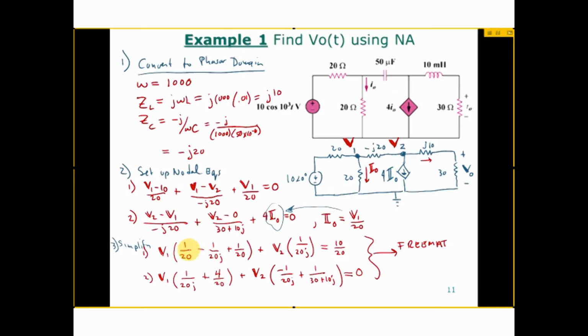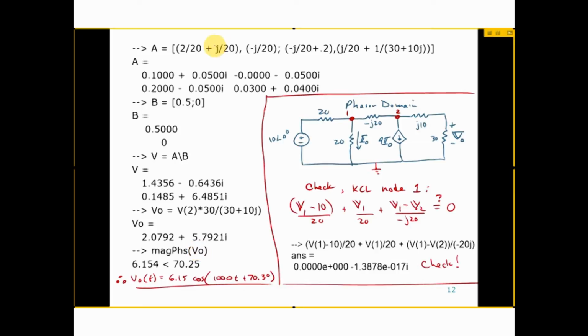Wait a minute, did I make a mistake? Oh yeah, 1/20j. I was thinking too hard. So 1/20j, if you multiply that times j/j, becomes plus 20j. Minus 1/20j becomes plus j/20. Wait, did I do that right? Yeah, that just becomes j/20, you see? But I don't know if that's a good step for you to make. I think I should have just left this as minus 1/j20.